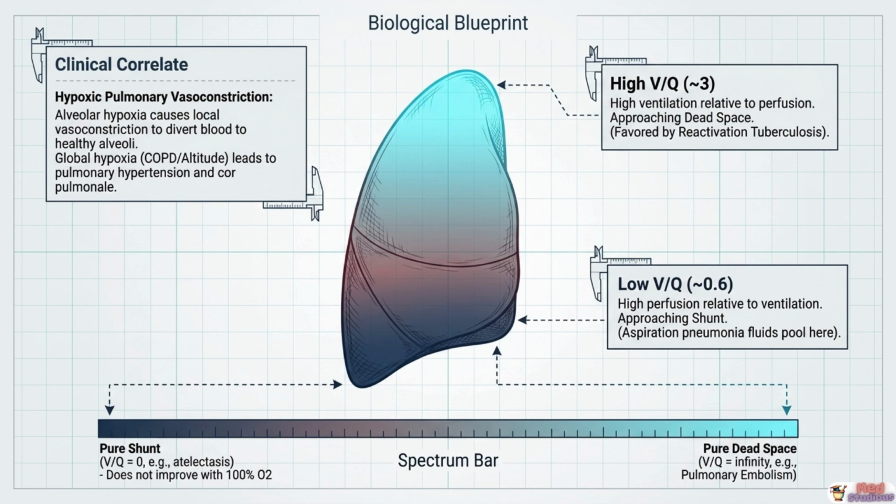The essential clinical correlate is hypoxic pulmonary vasoconstriction. Localized alveolar hypoxia triggers local vasoconstriction, diverting blood toward healthier alveoli. But when hypoxia becomes global, as in COPD or high altitude, this same mechanism instead causes diffuse pulmonary hypertension and eventual cor pulmonale.